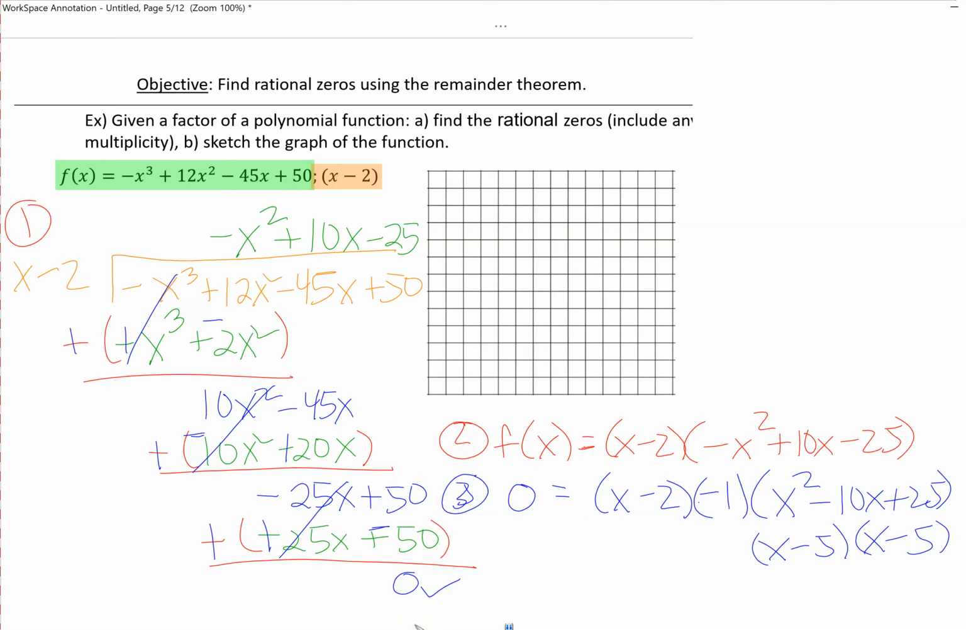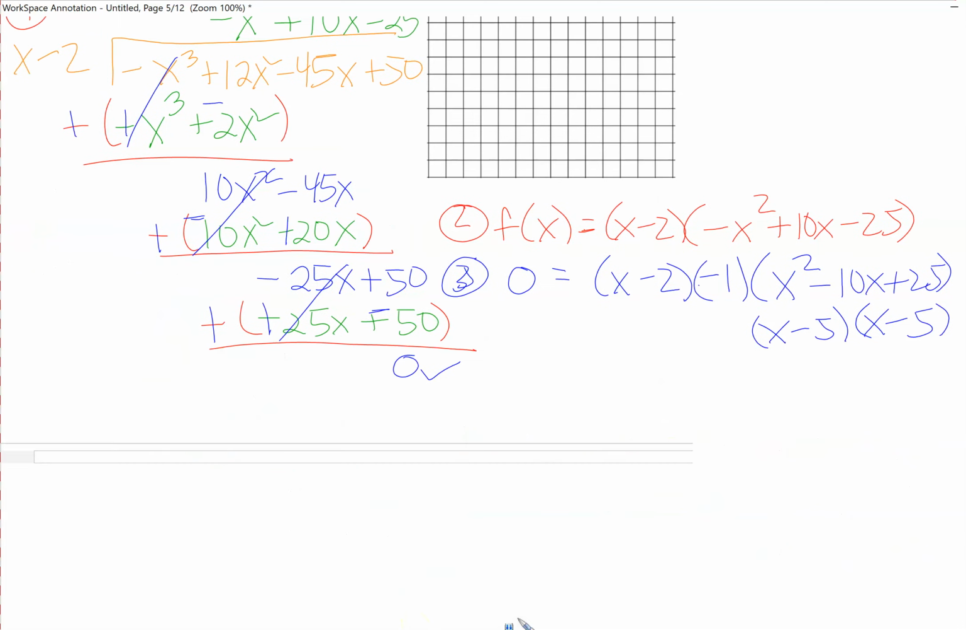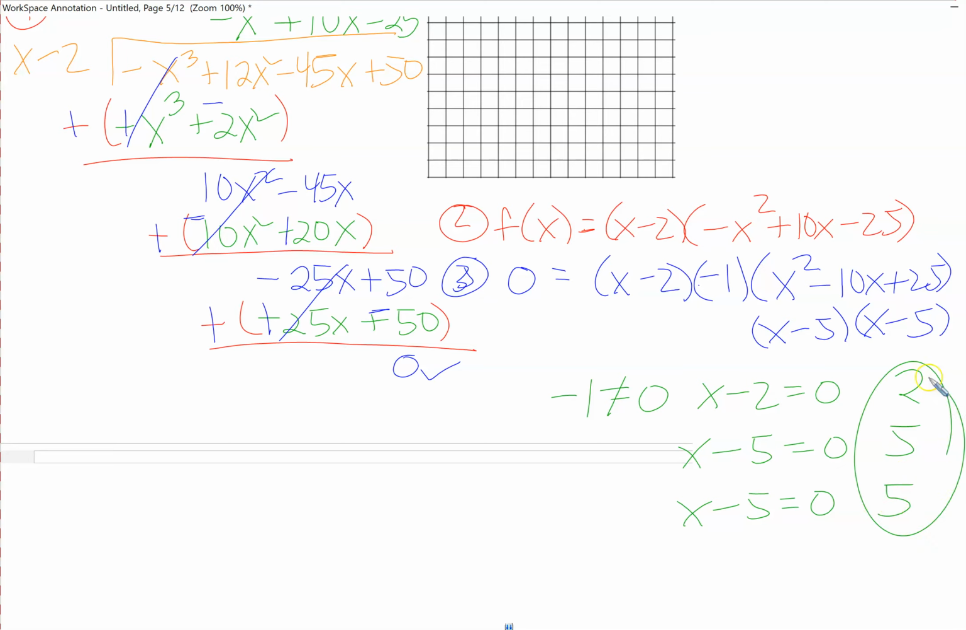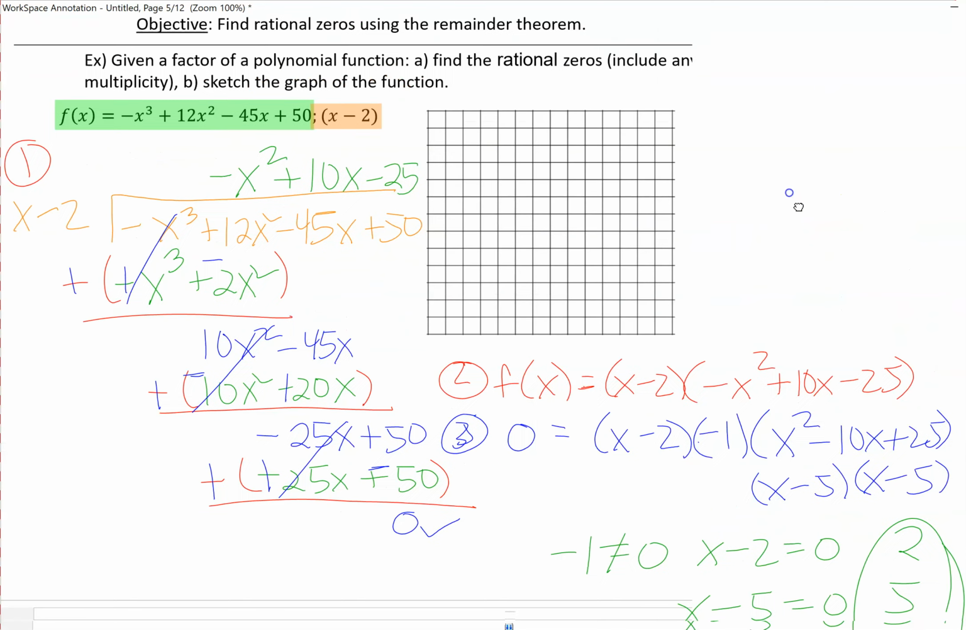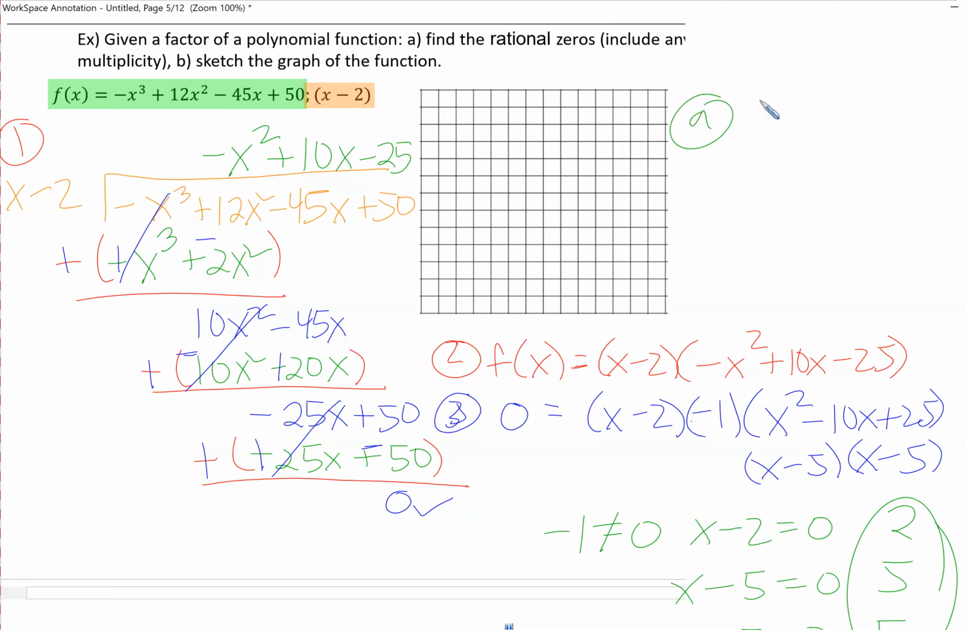So my zero product property here says that, now remember, negative 1 cannot be equal to 0 because it doesn't involve x, so we'll ignore that factor. But x minus 2 could be equal to 0, and of course x minus 5 could be equal to 0, or the other x minus 5 could be equal to 0, which gives me zeros of 2, 5, and another 5. So I've got that multiplicity here. Those are my zeros in the answer to part A. So for part A, my zeros are equal to 2, 5, and 5 again.